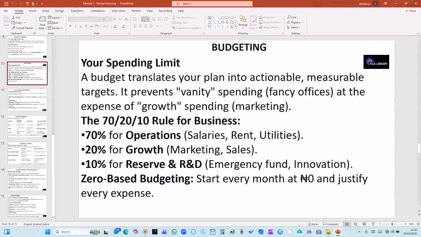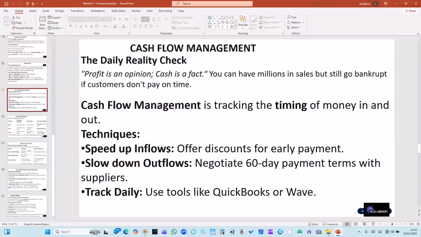Then the zero-based budgeting principle states that you start every month at 0 naira and justify every expense. Having known that, let us look at cash flow management.